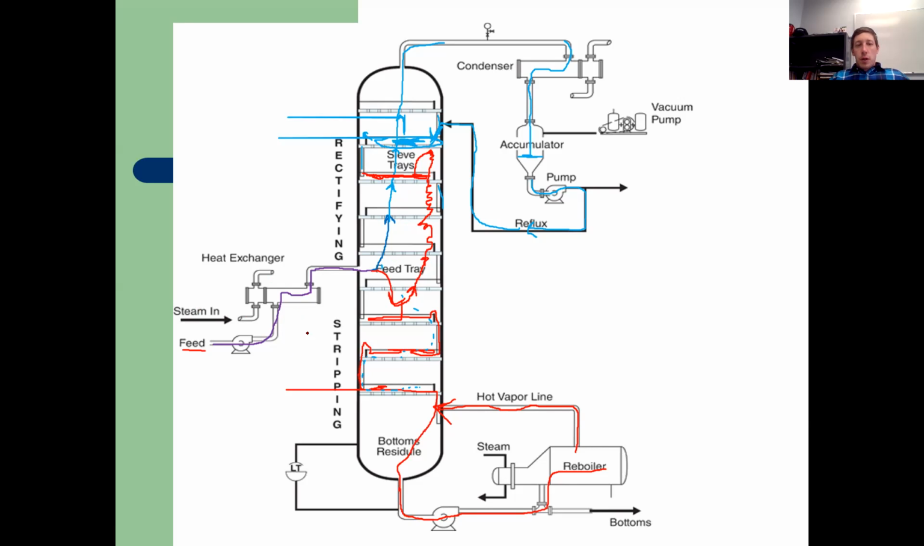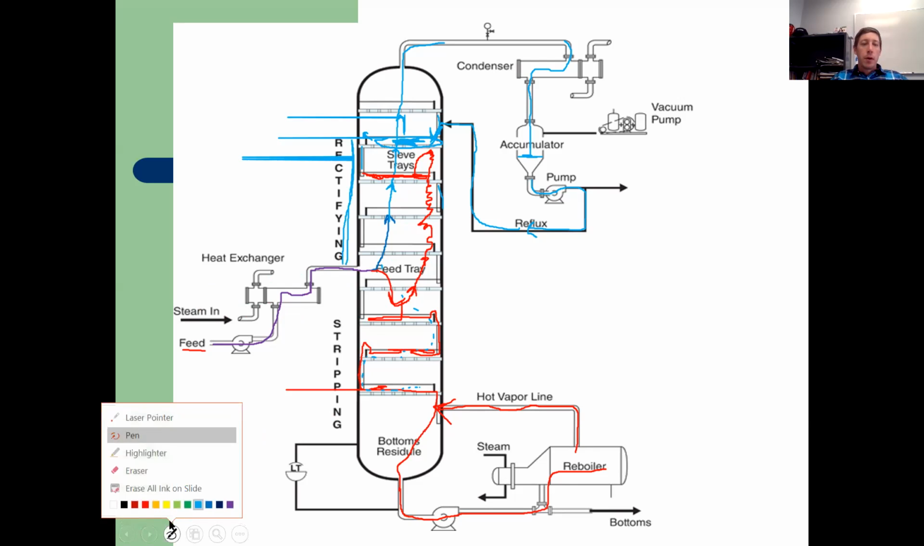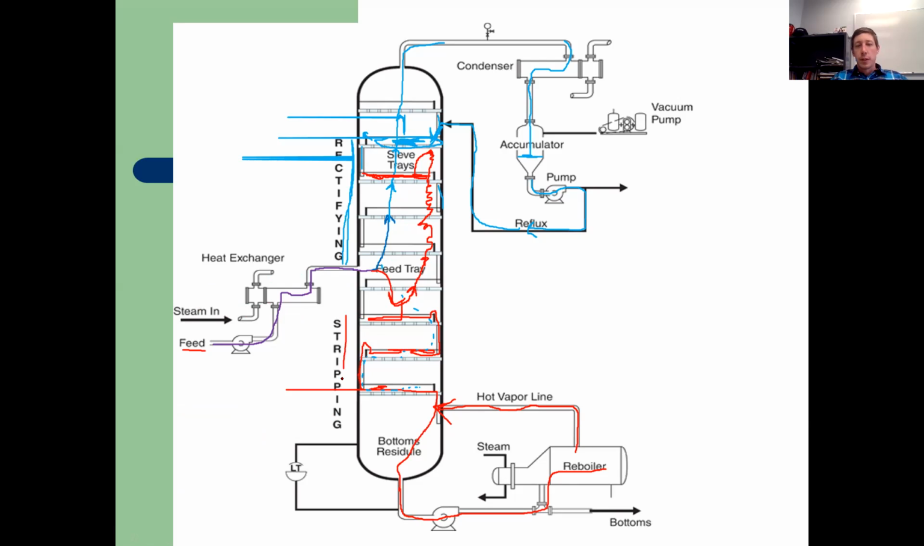Some special terms that we see on this screen we need to make sure we're aware of. Everything above the feed tray is called our rectifying section. Okay, that's primarily where our distillate or our light materials hang out, and that's the rectifying section, also known as an enriching section. Everything below the feed tray we call our stripping section, primarily made of our heavy residue. That's in the bottom. That's our stripping section. So we strip out all the light materials.